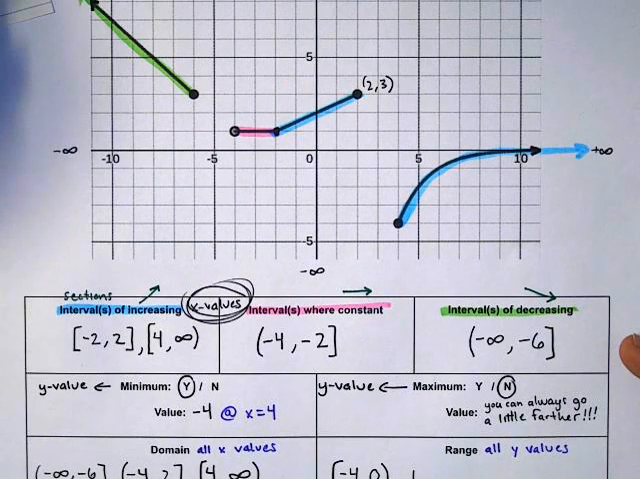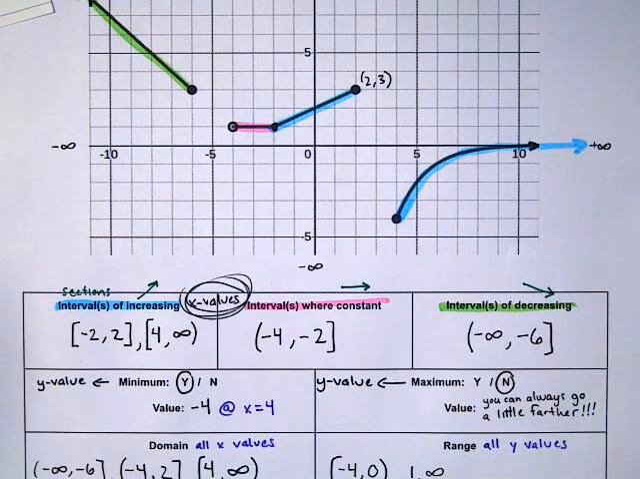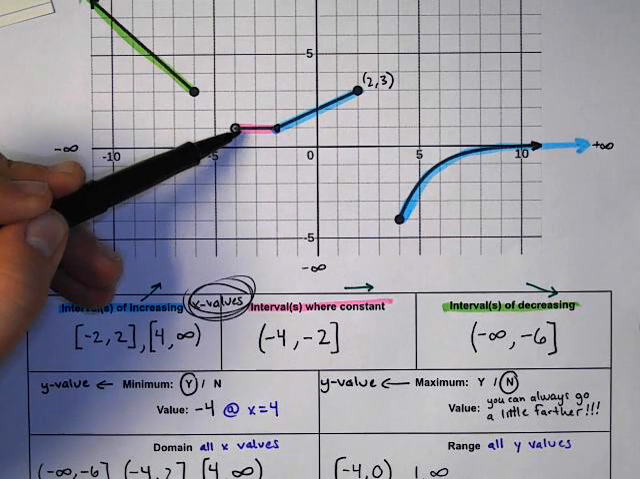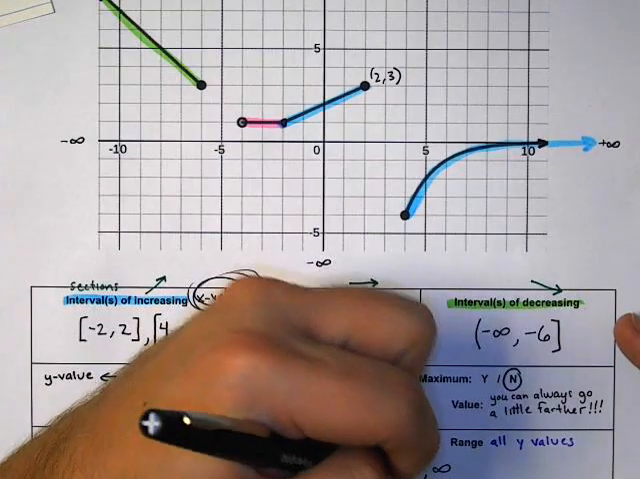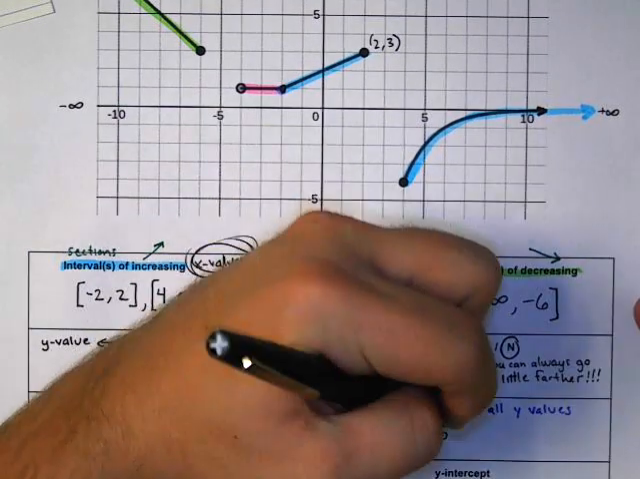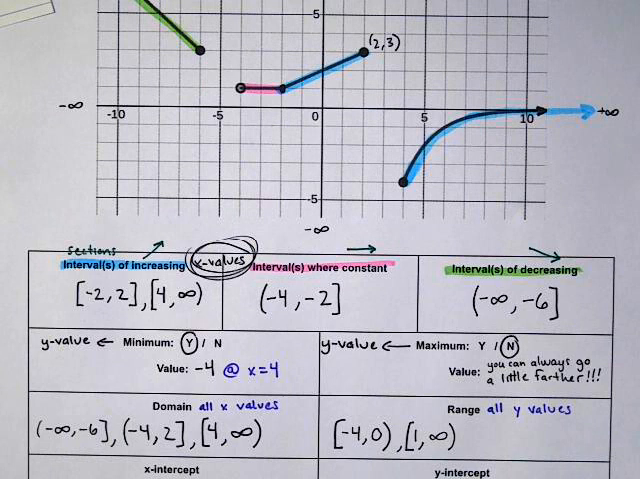So my next section would go from 1. How do I go up forever? Positive infinity. Now again, was there a y value of 1? You're darn right there was. So I have to bracket my 1. But I can never, ever bracket an infinity because I can always go a little farther.